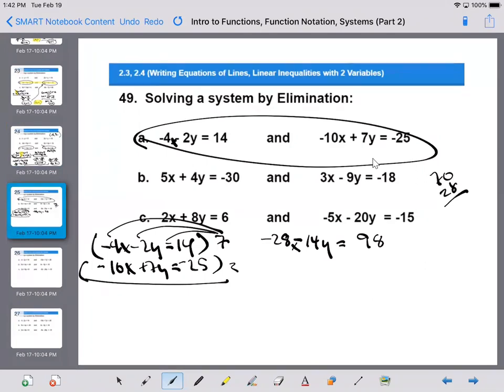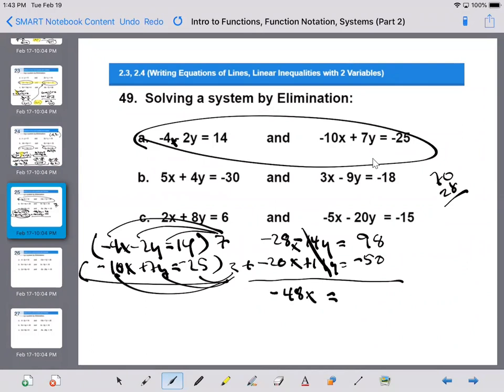And then over here, I've got 2 multiplied by all of those, so that'd be -20x, and 14y and -50. So if I add those together, I should eliminate y. I should get negative 48x, and then 98 minus 50 is 48. So x is going to be negative 1.